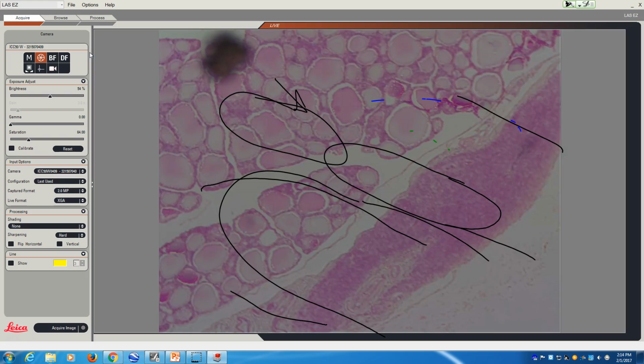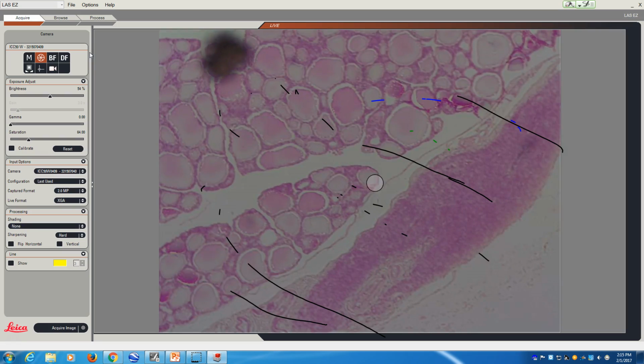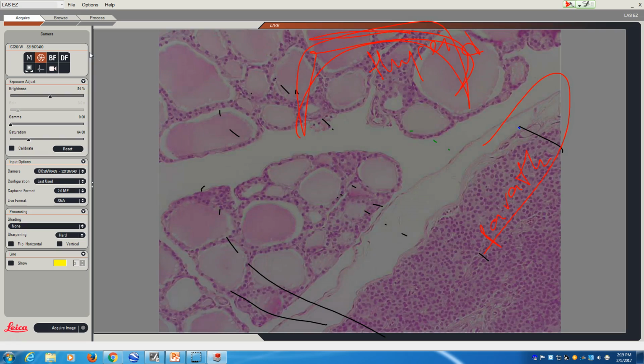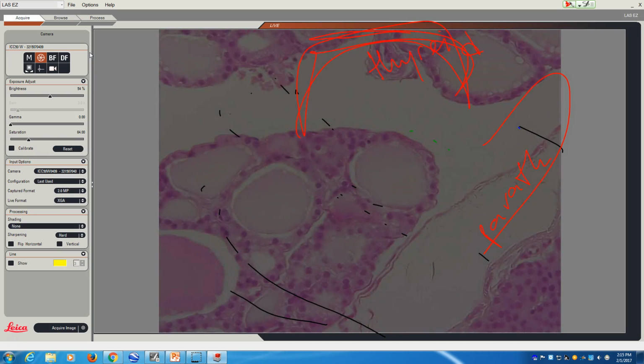You've all seen that picture, right? Remember? So what is that? Tell me. Which gland? Thyroid. What about this? Parathyroid. Okay? Now we'll make it larger. Even larger.